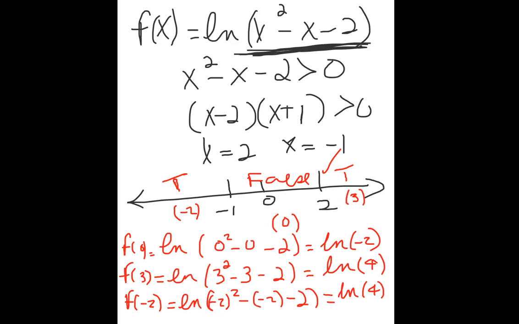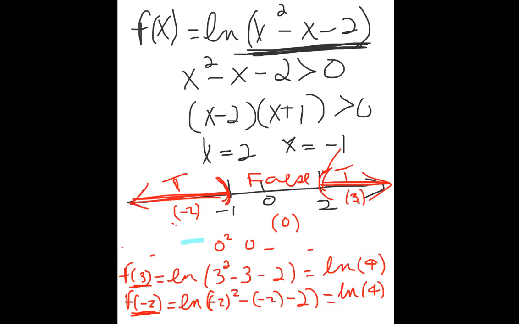Okay, so you see the function here is true for both positive 3 and negative 2. The negative 2 is in this region, so every single value in this region will make the problem true. The positive 3 is in this region, so that means that every value in this region will make the problem true.